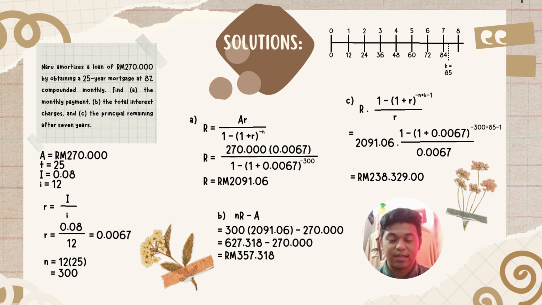The formula given is R multiplied by 1 minus (1 plus i) to the power of negative (n plus K minus 1), divided by i. This means that 2,091.06 ringgit multiplied by 1 minus (1 plus 0.0067) to the power of negative (300 plus K, which is 85, minus 1), divided by 0.0067.